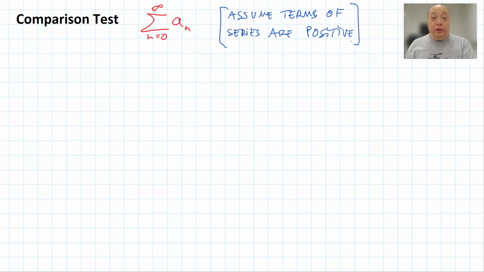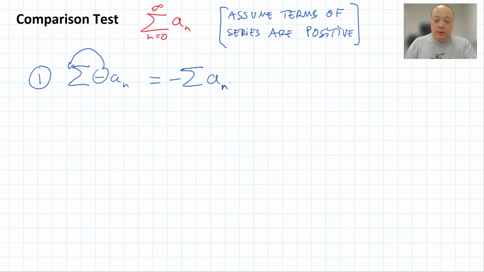Well, naturally, your first question is, what if it's not? What do we do if the terms are not positive? Well, there are two common situations when the terms are not all positive. The first situation is if the terms are all negative. Think of it as some negative a sub n, then we can factor this outside. And now what's left are all the positive terms. So that's one situation and easily taken care of.